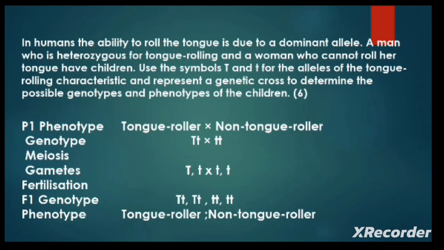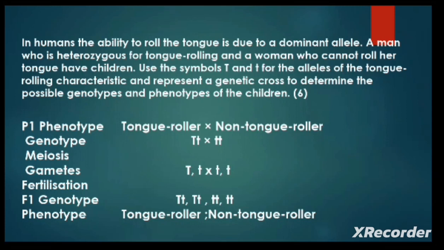And then what do you do now? You substitute. On phenotype, what is the phenotype for the man? They said that he is heterozygous for tongue rolling, meaning he can roll his tongue. So he's a what? A tongue roller. Multiplied by the woman. The woman cannot roll her tongue. She is a non-tongue roller.